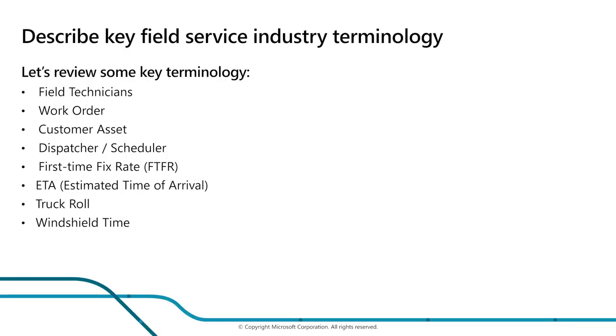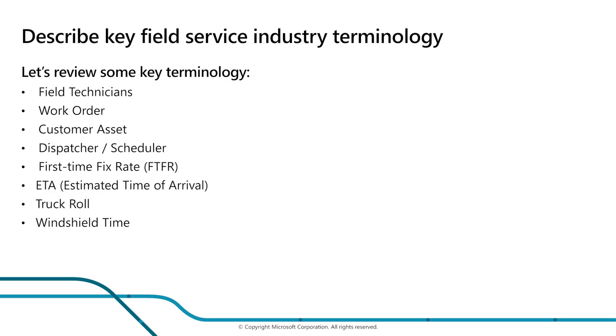So we're going to take a look at some key terminology. In field service, we have these items. We have field technicians, and a field technician refers to the person or people who are performing the work or carrying out the services for customers in the field. They're the field service engineer. The washing machine repairman would be referred to in Dynamics 365 as a field technician.